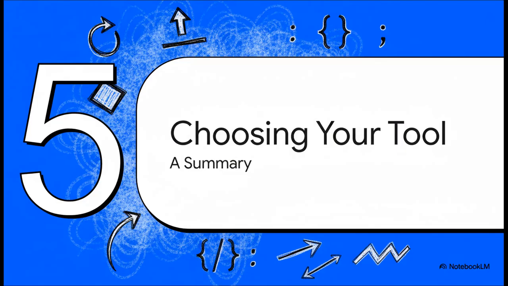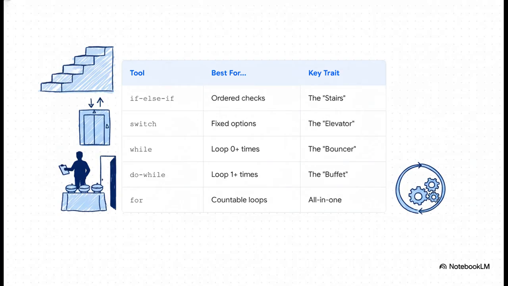Phew! Okay, we have covered a lot of ground, from simple decisions to complex loops and these crazy jumps. So, how do you know which tool to pull out of the toolbox and when? Let's put it all together. And here it is, your C Control Flow Toolkit. This chart really summarizes everything we've talked about. You use the if-else-if stairs for those ordered checks, you take the switch elevator for fixed options, use the while bouncer if you might loop 0 times, or the do-while buffet if you know you need to run at least once. And for most loops where you're just counting, the all-in-one for loop is almost always your best bet.